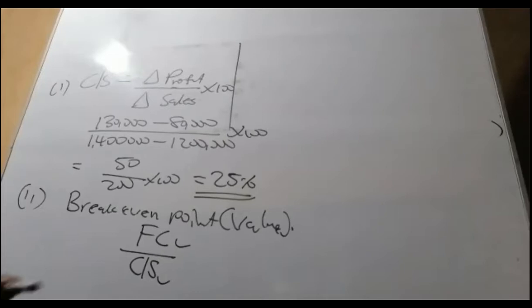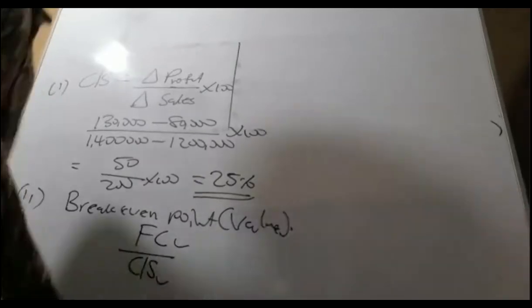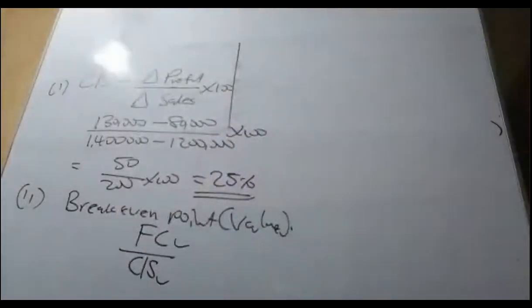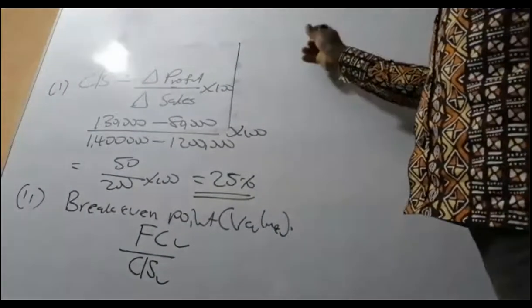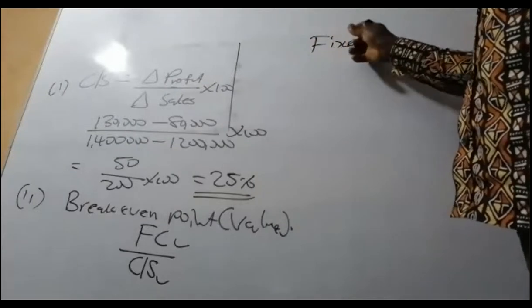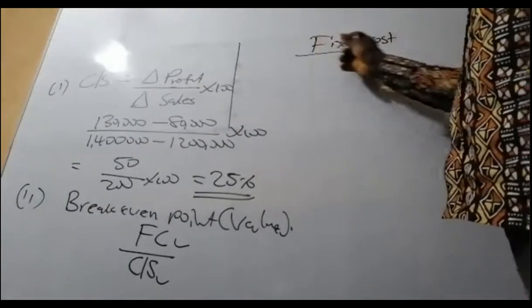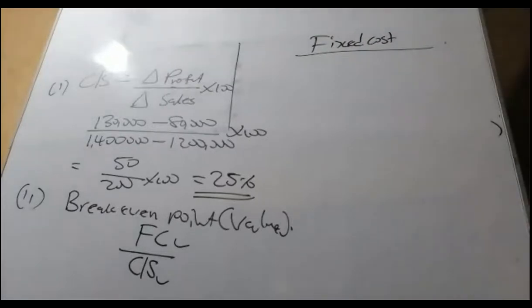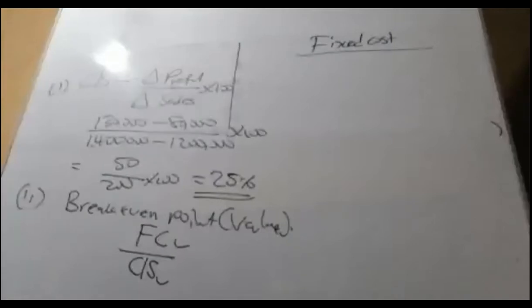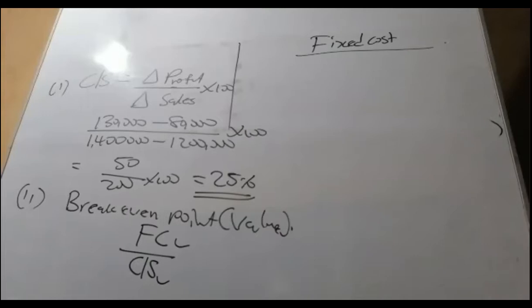So workings number one, fixed cost. Let's go and calculate the fixed cost. Calculation of fixed cost. Good. Now I will use only one activity. You have to use just one activity level, either 2010 or 2009. But for teaching purposes, I will use the two. All of them will give us the same answer.